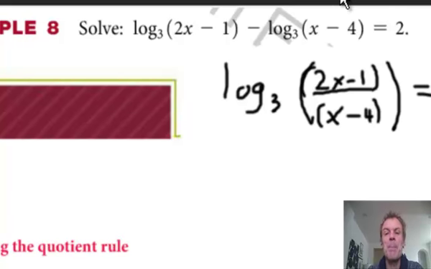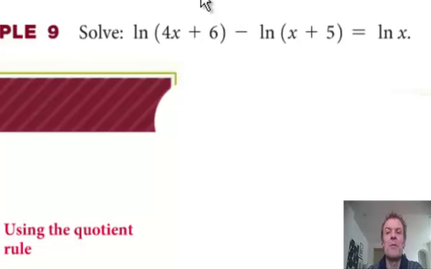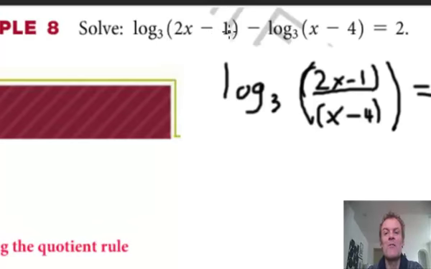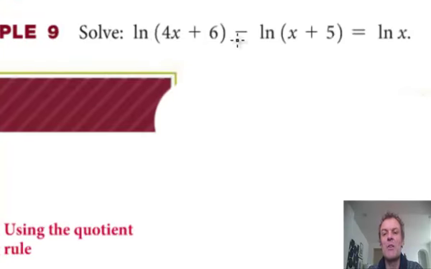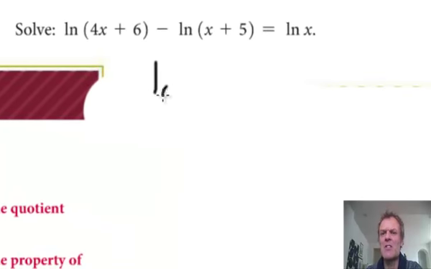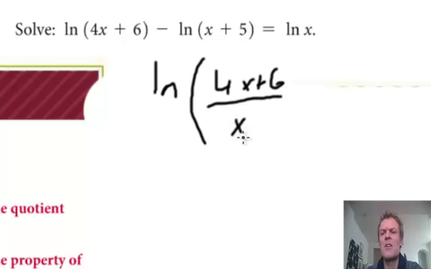Right, one more. Again, look at this one. Log of something minus log of something equals another log. So all these are logs, but let's still do the same thing. As a natural log, the quotient rule gives 4x plus 6 over x plus 5, quotient rule because of the minus. And that equals ln of x, natural log of x.